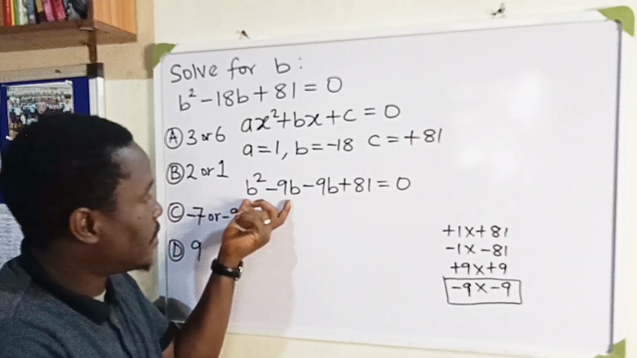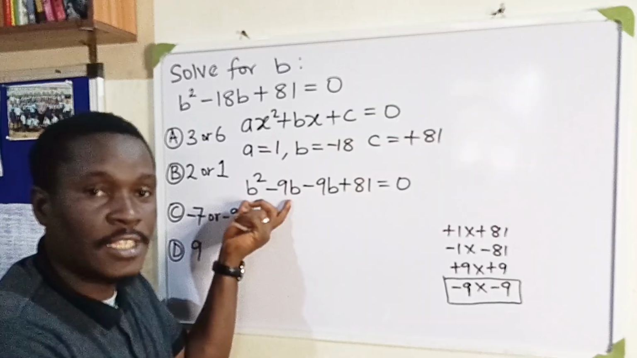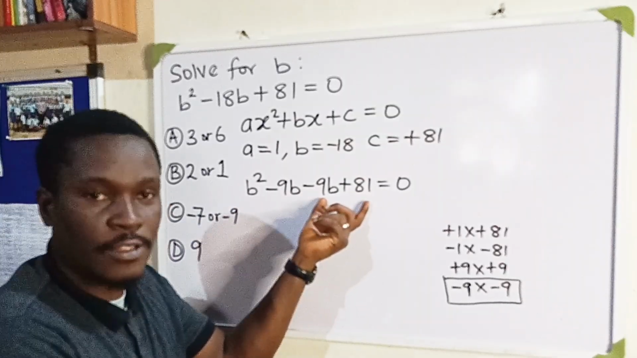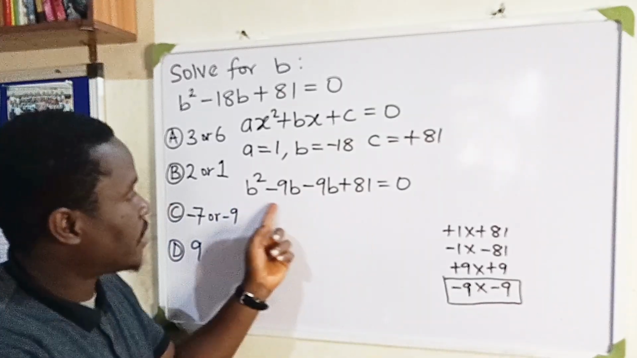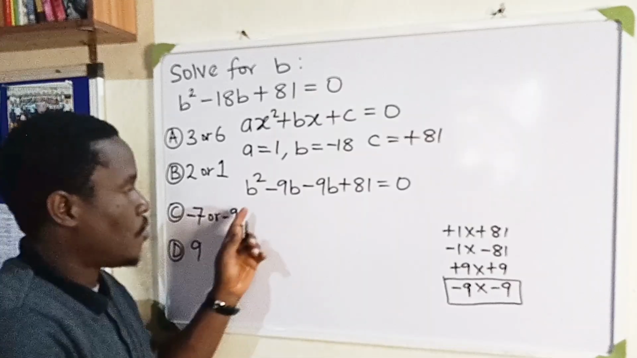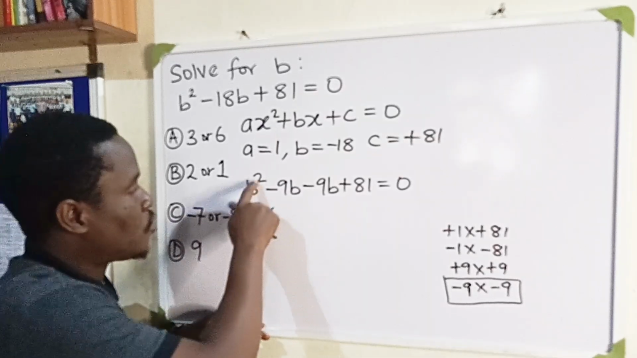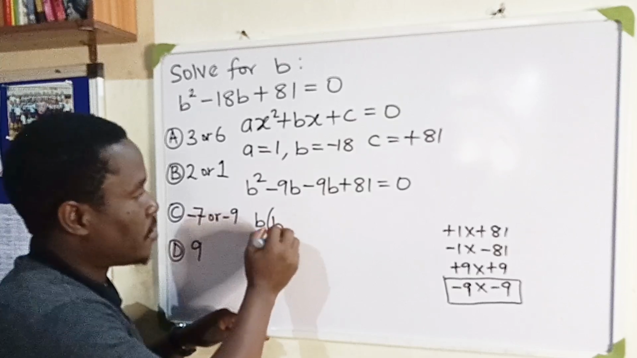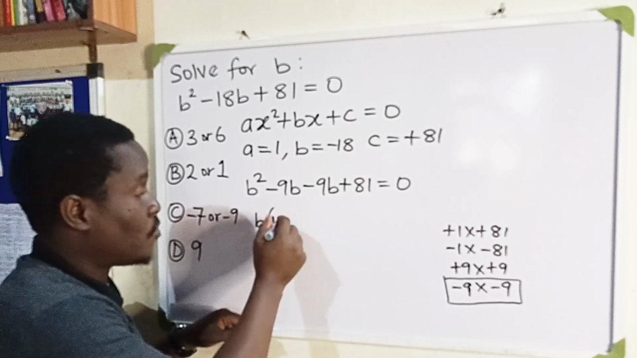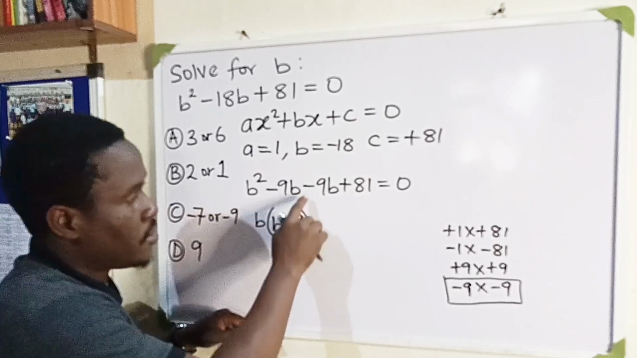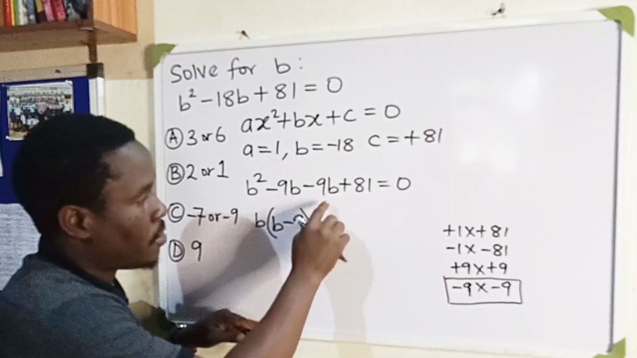If you look at this, you can factorize these two together, and you can also factorize these two together. So let's factorize b squared minus 9b. What is common here is b. So we have b bracket: b squared divided by b gives us b, and minus 9b divided by b gives us minus 9. You bring this minus sign down.